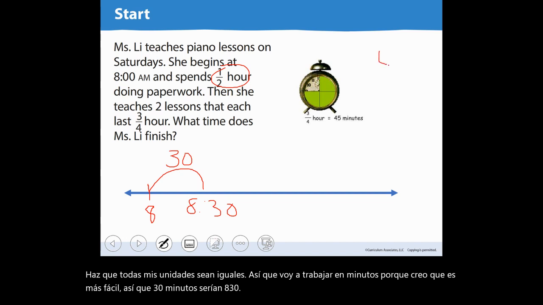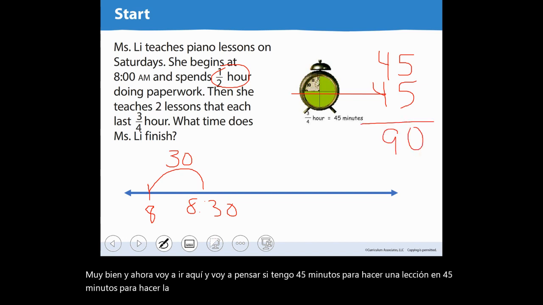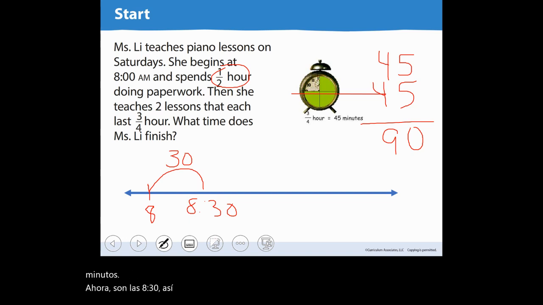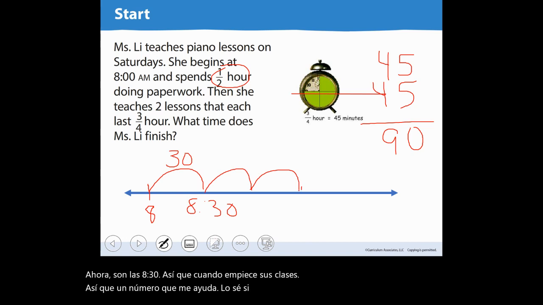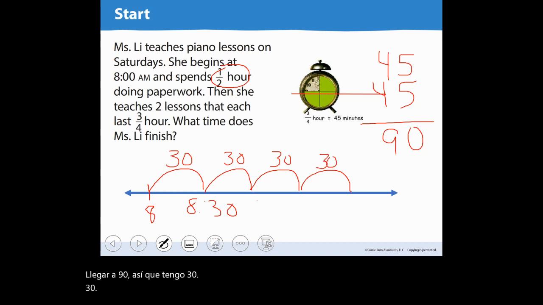All right, and now I'm going to think, if I have 45 minutes to do one lesson and 45 minutes to do the other lesson, she would have been teaching a lesson for 90 minutes. Now it's 8:30 when she starts her lessons. A number that helps me, I know that if I jump 30 minutes 3 times, I get to 90. So I get 30, 30, 30. So 8:30, 9 o'clock, 9:30, 10 o'clock. So Miss Lee will finish her lessons at 10 o'clock.